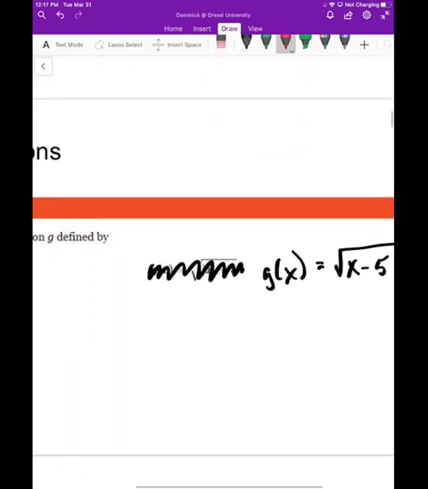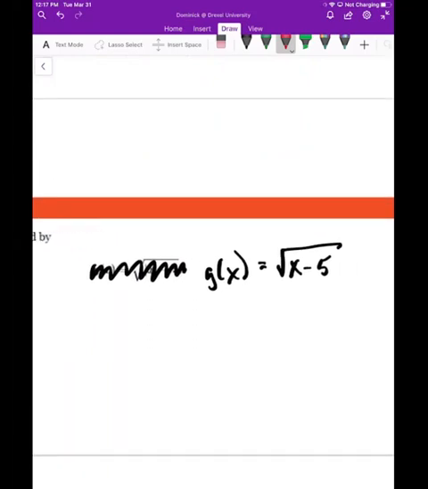Okay. Now, the next example, we want to find the domain of g of x is equal to square root of x minus 5. So, of course, the obvious issue here is that you don't want x minus 5 to be negative. Right? So in mathematical terms, we want x minus 5 to not be less than 0. Of course, the other way of saying that is you want it to be greater than or equal to 0.